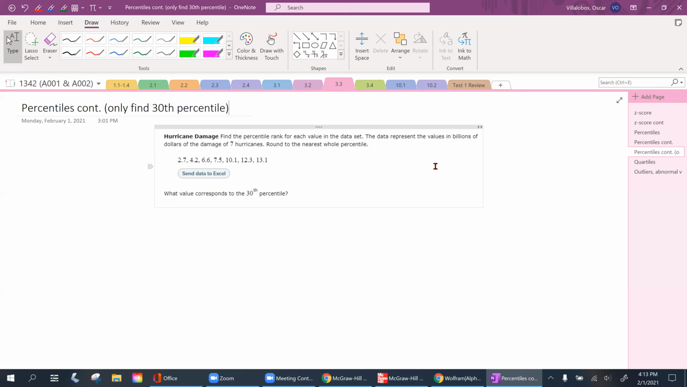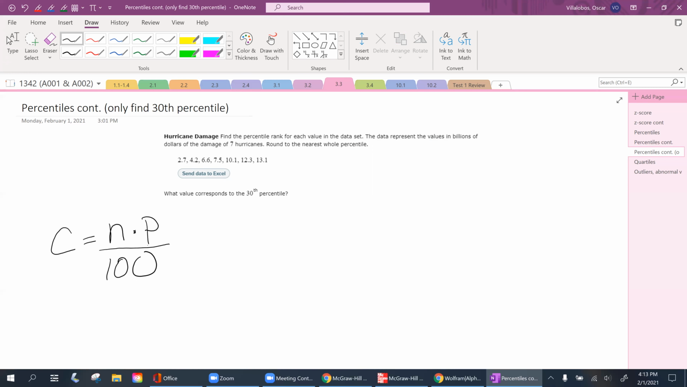So let's go ahead and find the 30th percentile for this data. We said the formula is C is equal to N times P divided by 100, so I can find that C index. My N is 1, 2, 3, 4, 5, 6, 7 times my percentile, which is 30, divided by 100. 7 times 30 gives me 210, divided by 100.